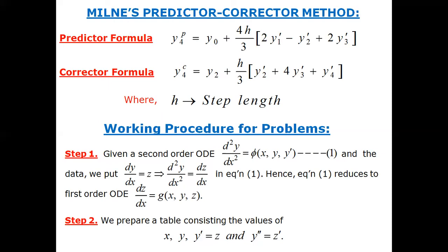Once you reduce it, in step 2 we prepare a table consisting of the values of x, y and y dash. Here y dash will be taken as z, and y double dash is z dash. So let us construct a table consisting of the values of these.